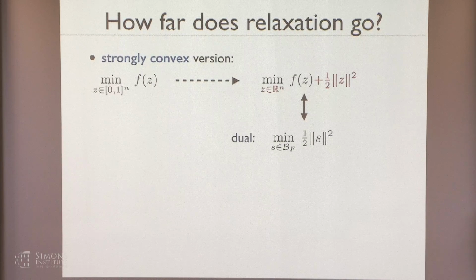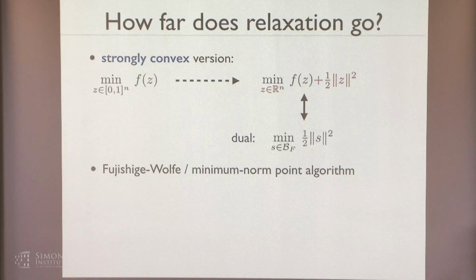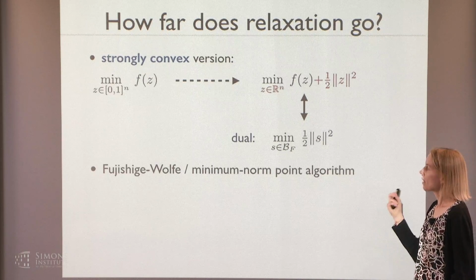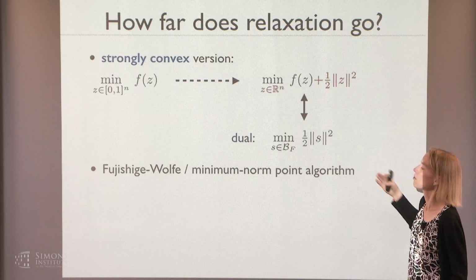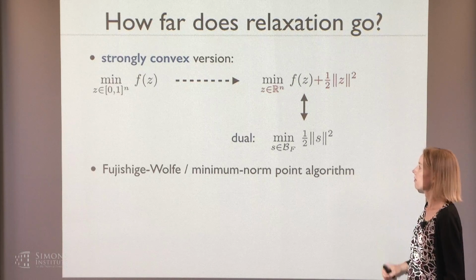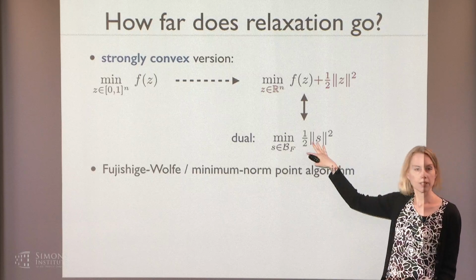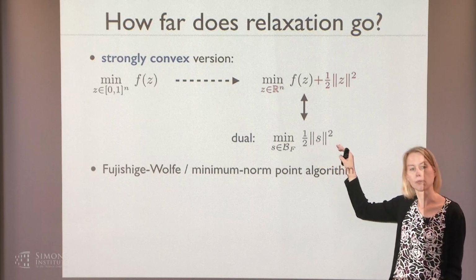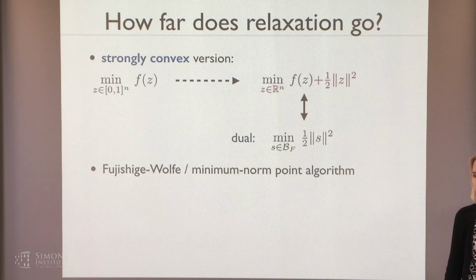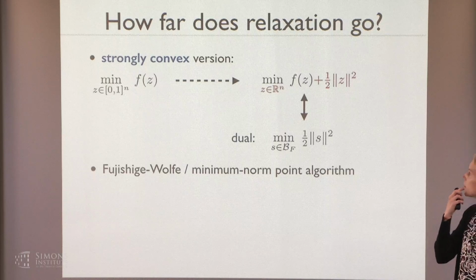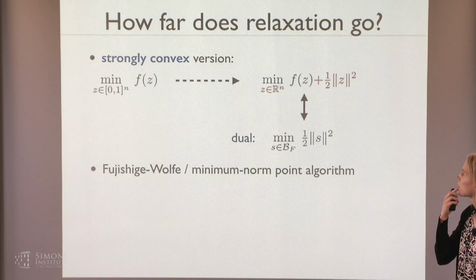And this optimization problem leads to what's called the minimum norm point algorithm, or the Fujishige-Wolfe algorithm, by applying a specific variant of the Frank-Wolfe method, or Wolfe's method essentially, to solving this problem, finding the minimum norm point in a polytope. Yes? Sorry, how do you define f outside the 0, 1?